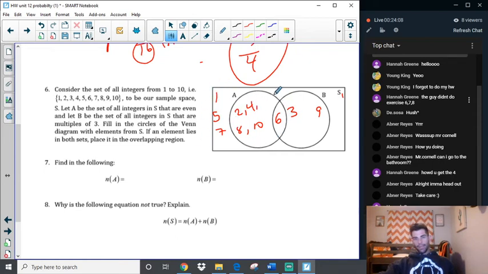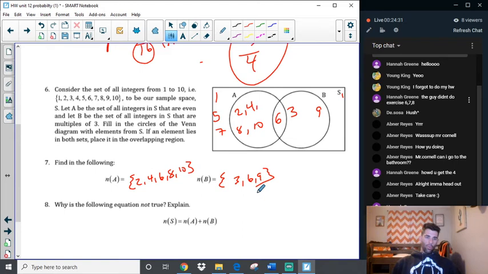They're just in my sample space. 2, 4, 8, and 10. 6 is shared, and 3 and 9 is in B. So then now, who was in A? Well, A got 2, 4, 6, 8, and 10. In B was 3, 6, and 9. There is your two sets.